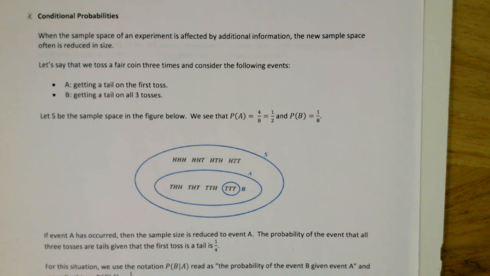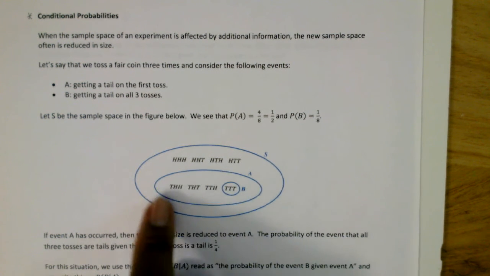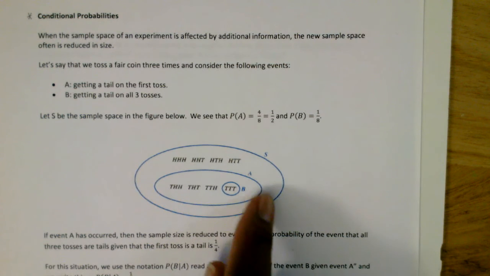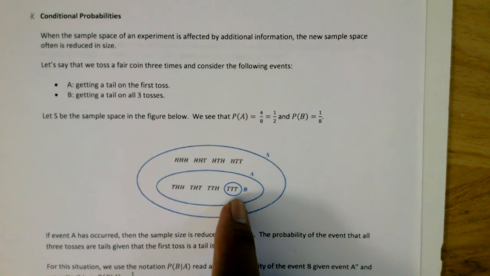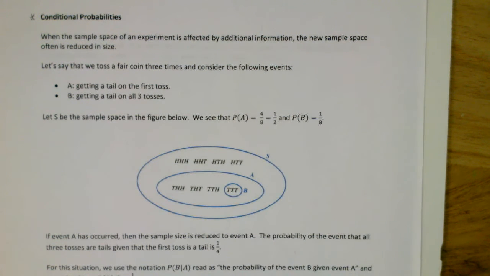Now, if event A has occurred, then the sample size is reduced to event A. The probability that all 3 tosses are tails, given that the first toss is a tail, will end up being 1/4. So this right here represents getting a tail on the first toss. Given that this has already happened, the probability of getting tails on all 3 tosses is 1 out of 4.